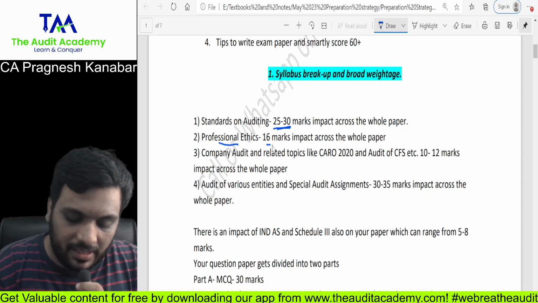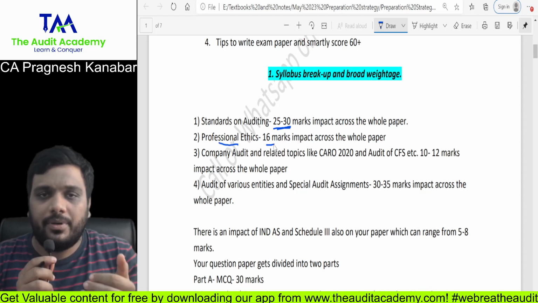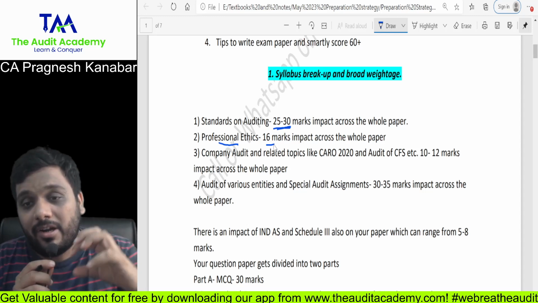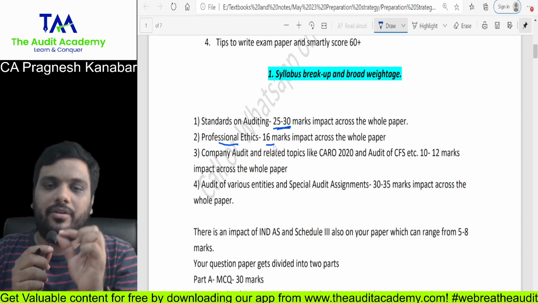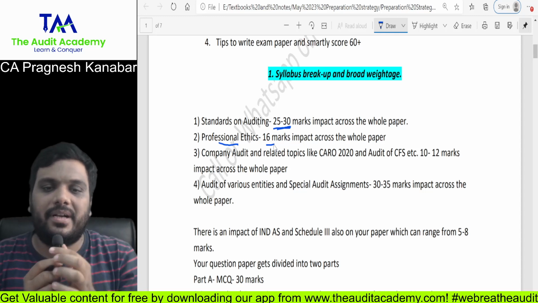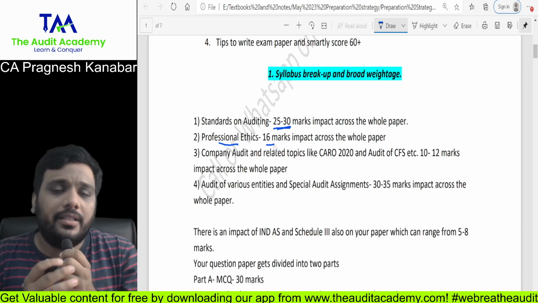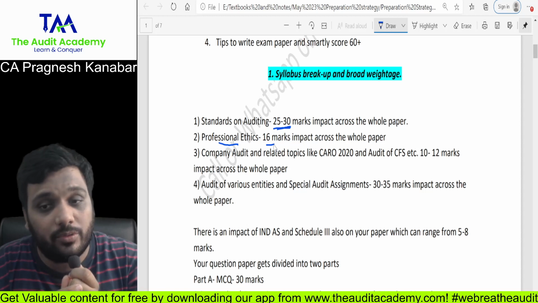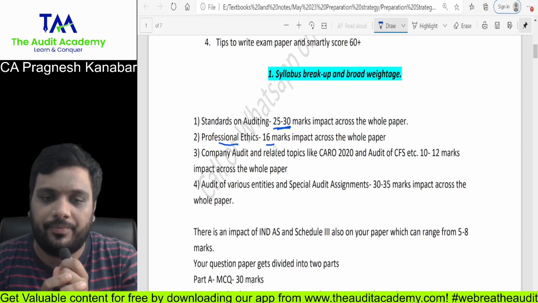Professional ethics will obviously have 16 marks impact. Company audit, sections 139 to 148, CARO 2020, and audit of CFS, so all the company audit related topics will have around 10 to 12 marks impact across the whole paper. Other topics of audit of various entities and special audit assignments will have around 30 to 35 marks impact across the whole paper.